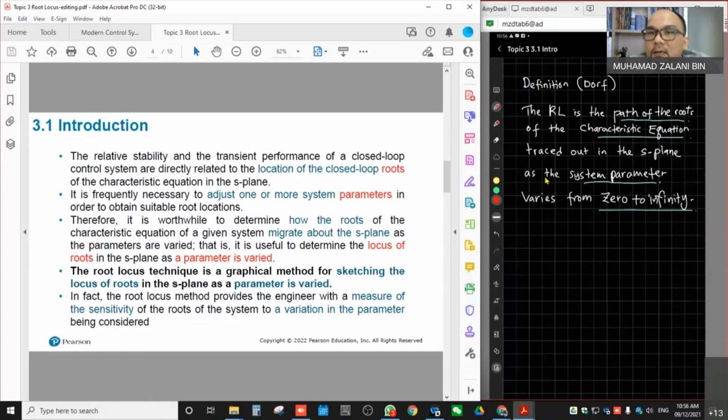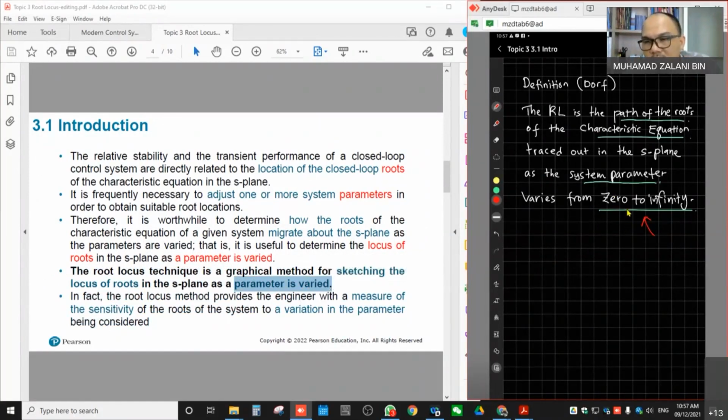By definition, based on Dorf, what he said in the book that he wrote, the root locus is the path of the roots of the characteristic equation traced out in the S-plane as the system parameter varies from 0 to infinity. Okay, from 0 to infinity. Elsewhere it is quite general, that the parameter is varied. But in this book, Dorf says 0 to infinity, which clearly states that if we change the parameter K from 0 to infinity, we will see what happens to the roots of the characteristic equation.